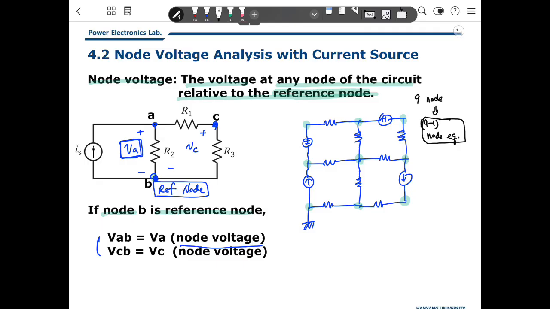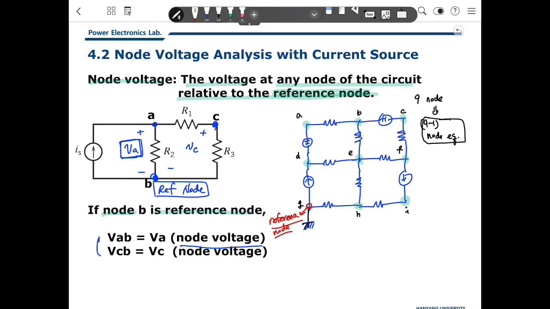Then we can define, we call these A, B, C, D, E, F, G, H, I. We can define the voltage nodes from A to I. Then we define that the ground is the reference node. It depends on you, you can choose H as a reference node, but in this case, I choose the first node as G.